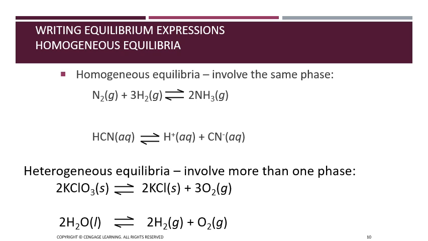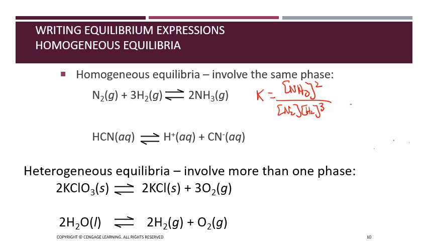For our first example, N2 plus 3H2 forms 2NH3. We would simply write K is equal to the concentration of NH3 squared, divided by the N2 concentration, and it has a coefficient of 1, so I'll leave it. And then I have H2, which has a coefficient of 3, so we'll cube that value. So that would be my equilibrium expression. You just simply write the substances and what powers they're being raised to. You do not put any numbers into them for the expression.